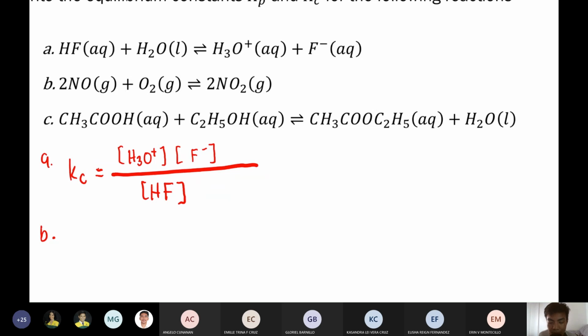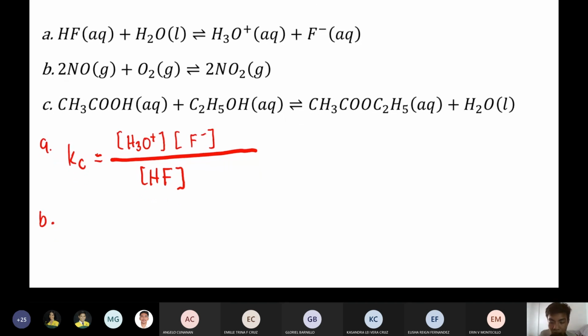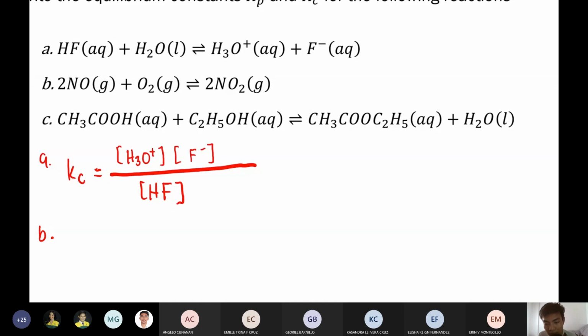Let's have letter B. So, for the second equation, we have gaseous phases. So, kapag gaseous phase yan, ano meron tayo? We both have Kc and Kp. Okay? So again, kapag gas, Kc, Kp ang meron. Kapag aqueous, Kc lang. So let's write the Kc first for letter B.